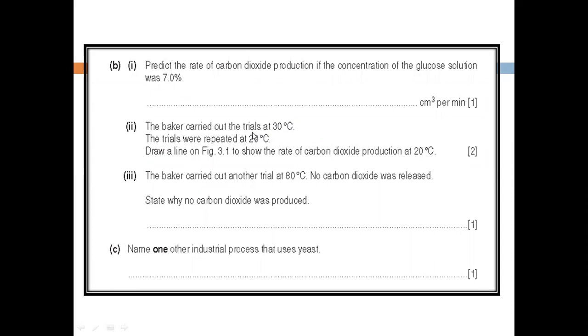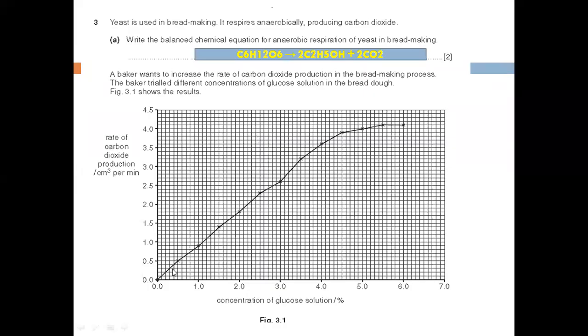So 20 degrees C is less than 30 degrees C. The graph will be the same shape, but it will be lower. It will reach the maximum, but it will not rise at a very high speed, not as steeply, and it will be below this line. Okay.